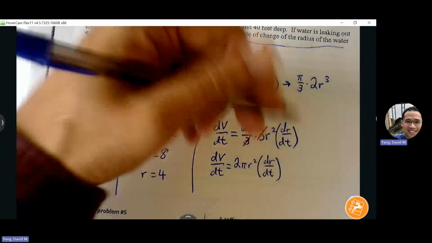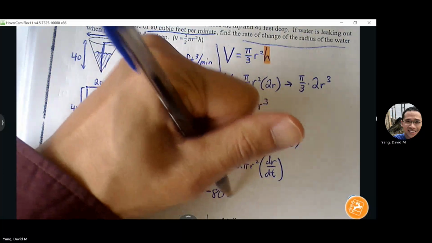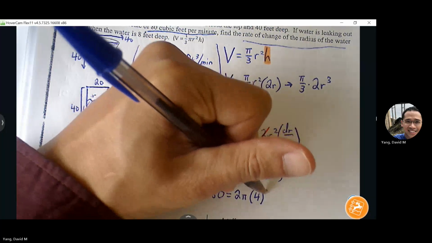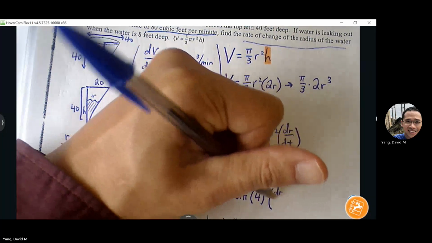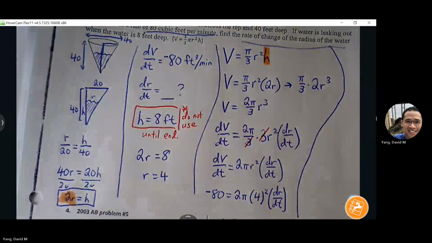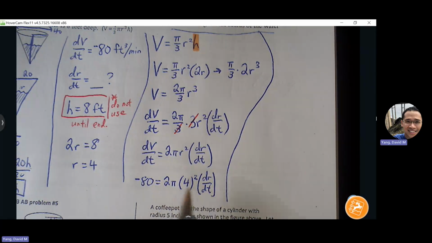So let's go ahead and put everything in here. dv dt is -80. All right, so we're almost there. We just have to find a way to get to dr dt. And I want you to keep your answer in exact form. I want you to hold on to that pi.